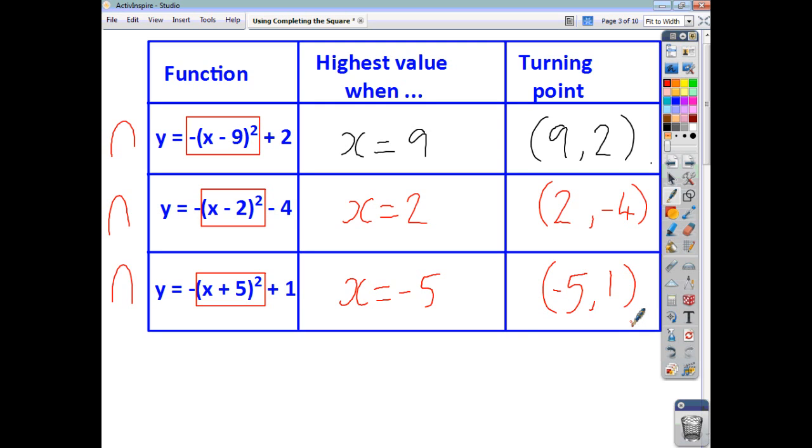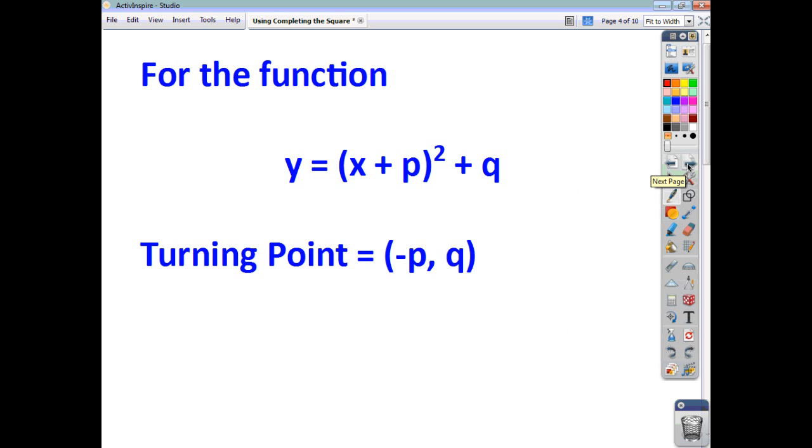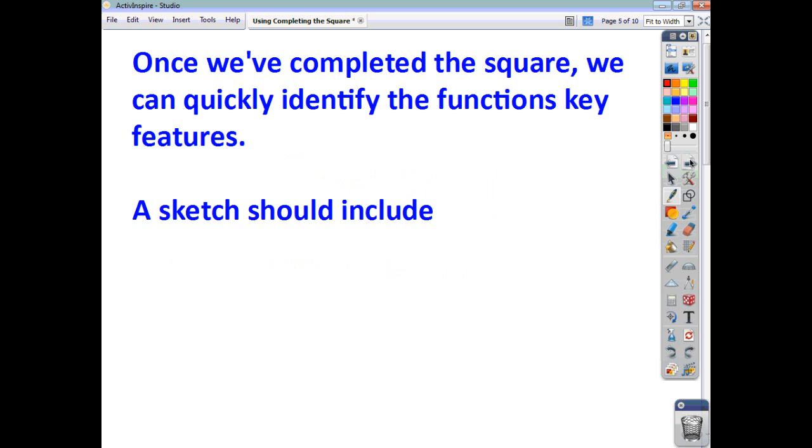So if you look at the functions and the turning points, you should be able to see that when you have a function which has, in this case, p and q in these positions, the turning point x value is just the opposite of what you see in here. So it's negative p, and the y value of the turning point is just the number that's tagging along on the outside. So your turning point is easily readable once you have completed the square. You just look at the value within the bracket, look at the value outside the bracket, and you derive it from these values. It's dead easy.